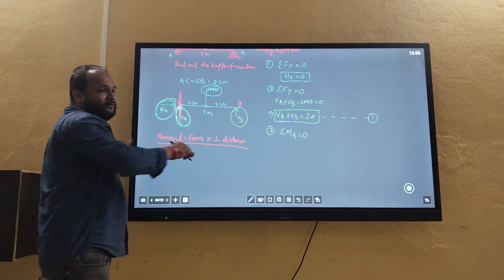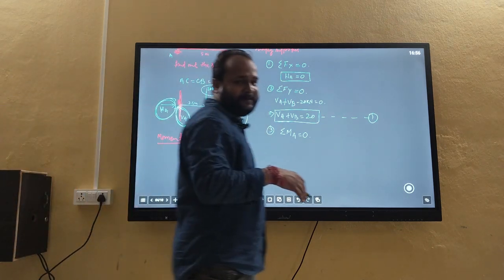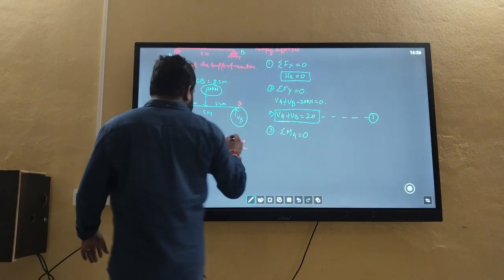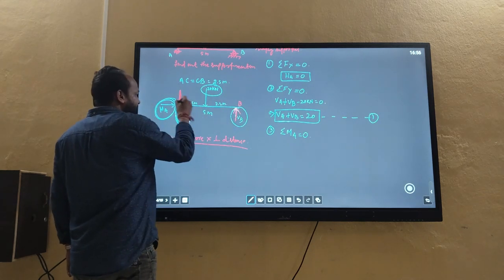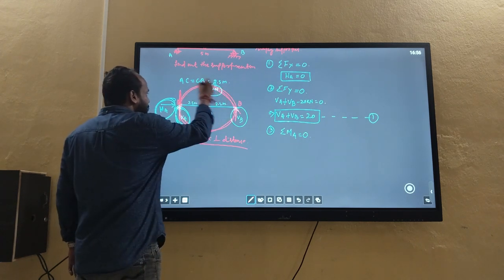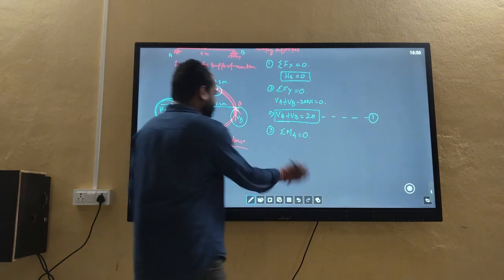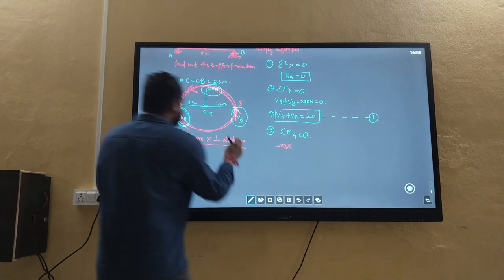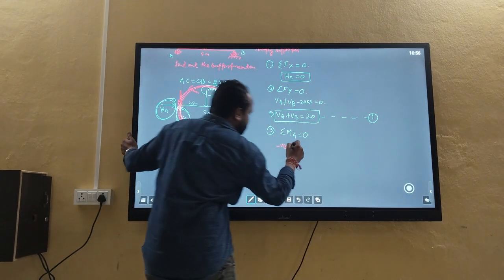So before going to the moment, we can take the clockwise moment as positive and anti-clockwise moment as negative, or vice versa. Here we can see the VB reaction force, when it generates a moment around A, it will go like this, which is our anti-clockwise direction. So we can write minus VB multiplied by the perpendicular distance between VB and A, which is 5 meters, 5.